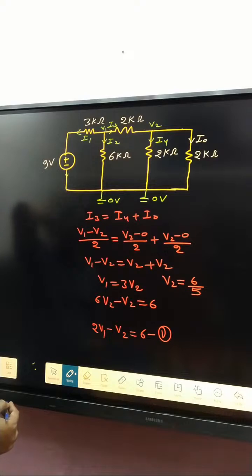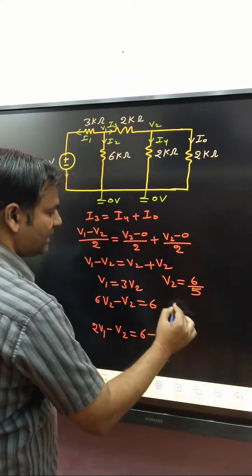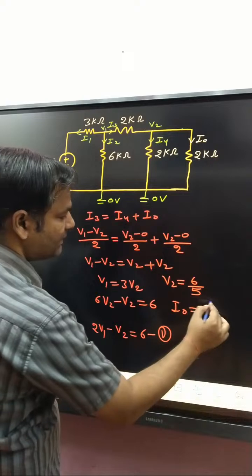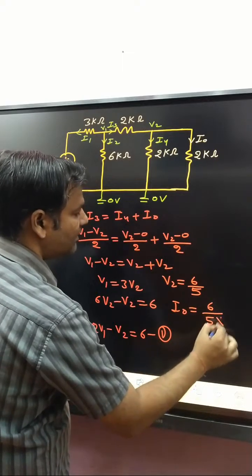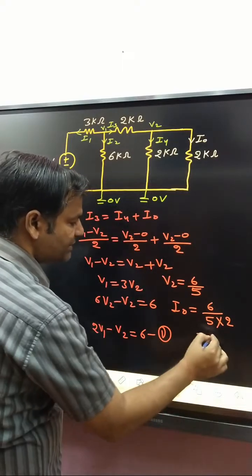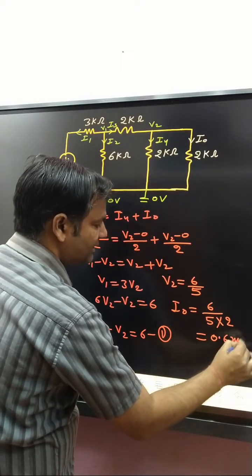Our motto is to determine I0. So I0 is V2, put 6 by 5 here, divided by 2. Then we get 0.6 milliampere, which is the right answer.